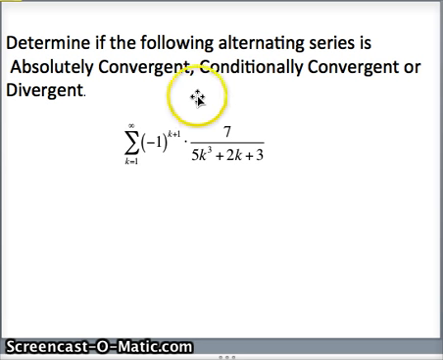So let's take a look at this example. This is alternating. We see it has negative 1 to the k plus 1 of 7 over 5k cubed plus 2k plus 3. Is it absolutely convergent? In other words, if I remove the sign flasher, does it converge? Is it conditionally convergent? With the sign flasher, it converges. Without it, it doesn't. Or divergent. So we'll take a look to see what's going to happen here.